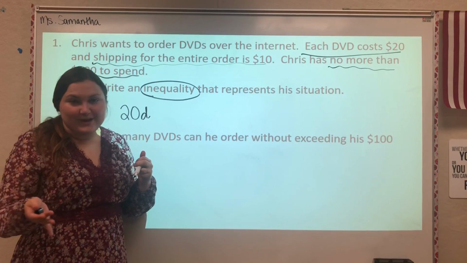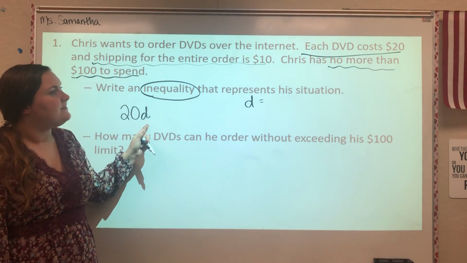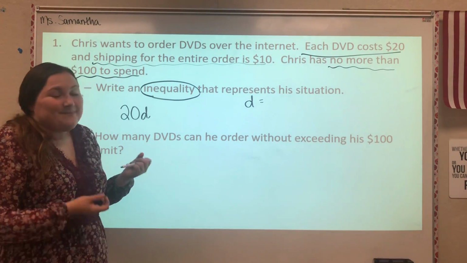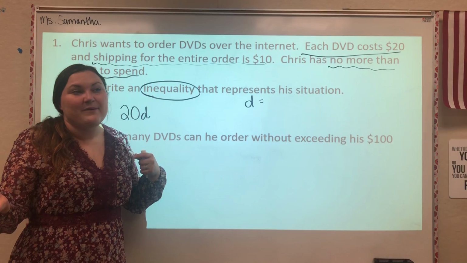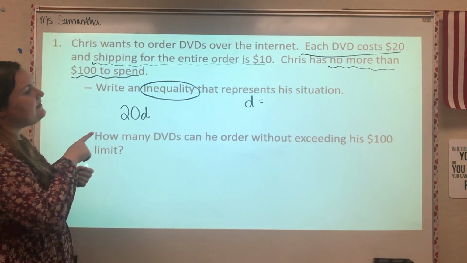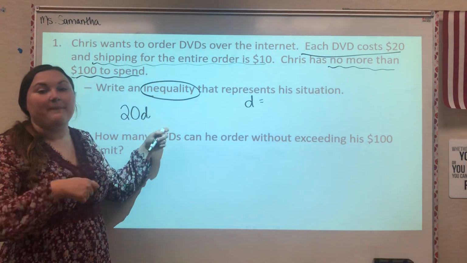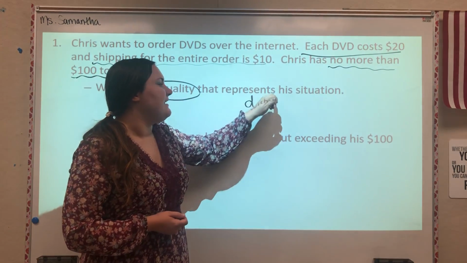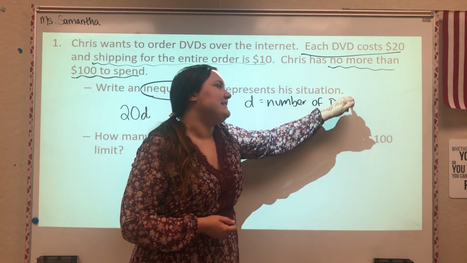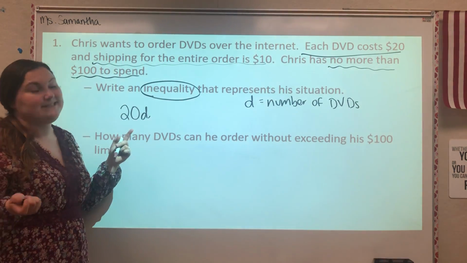And just like with those equation word problems, we're going to define our variable. So we're going to say, what does D represent? We could say DVD, but you want to be as specific as possible, because it might be the cost of DVDs we don't know. It might be how many DVDs he's buying we don't know. In this story, we know the cost. We know it's $20. What we don't know is how many. So we'll say D is our number of DVDs. So he's spending $20 times how many DVDs he buys.